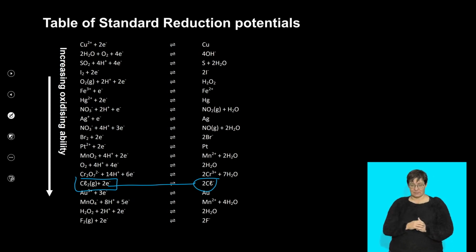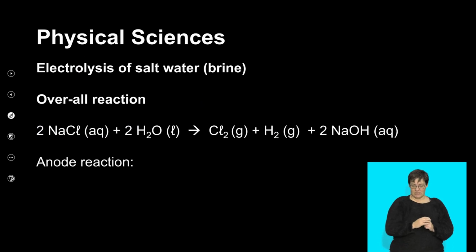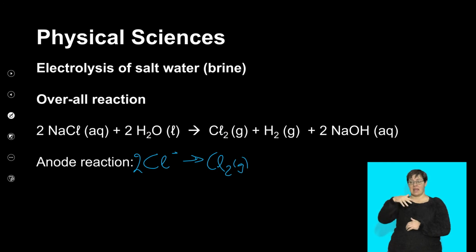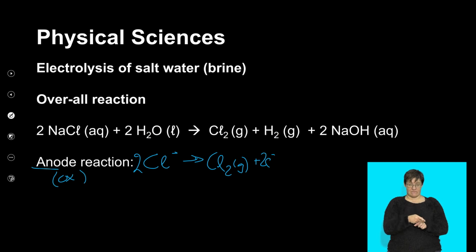That's happening at the anode. If we write down the reaction, we're going to see that the chloride ion, and we better put 2 over there, has lost electrons. It's going to form chlorine gas plus 2 electrons. So we've got the anode reaction. Notice that it's oxidation, and we've got the anox.